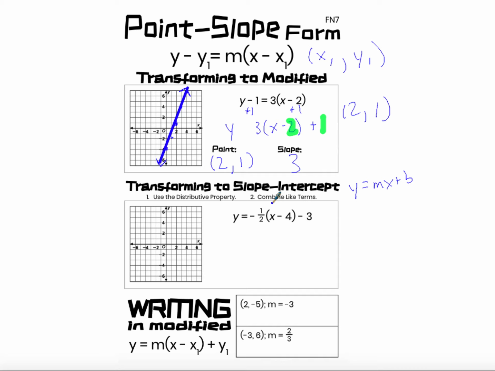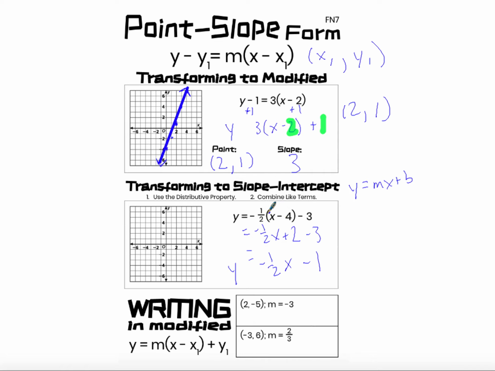So I'm going to go ahead and use the distributive property first. So negative 1/2 x, negative 1/2 times negative 4, plus 2, minus 3, and then combine like terms. Negative 1/2 x minus 1. y equals negative 1/2 x minus 1. That, again, does not look good.